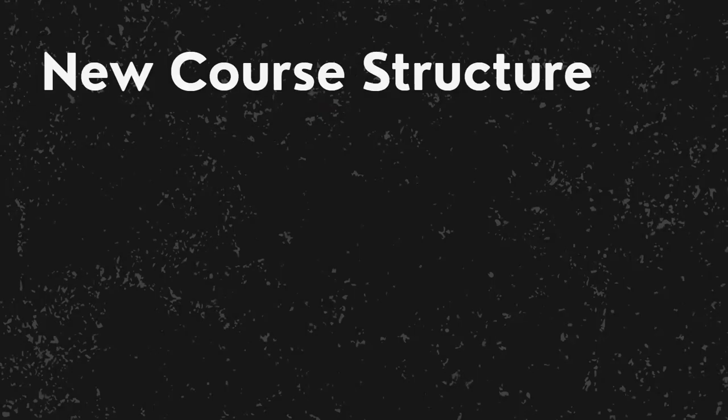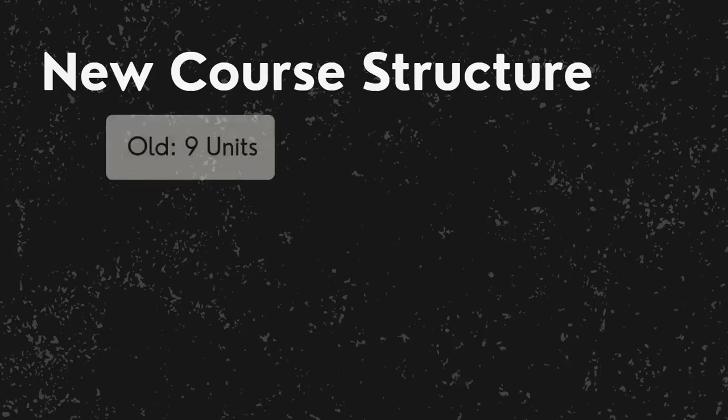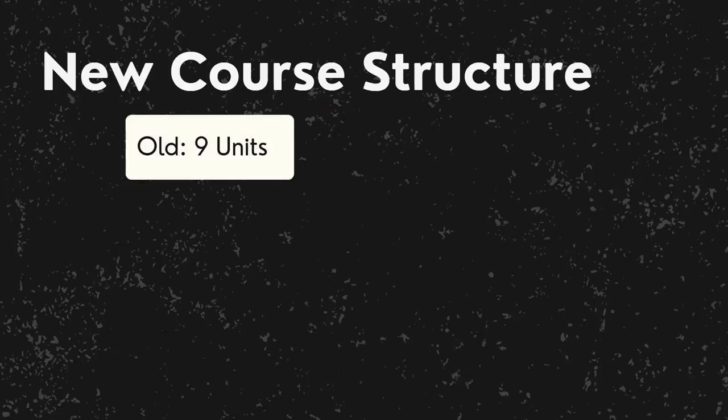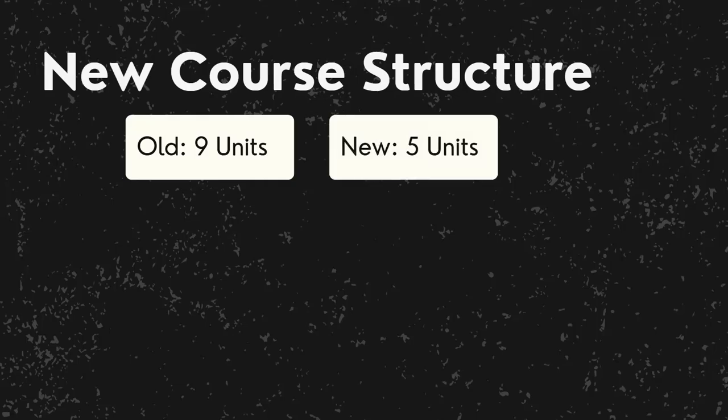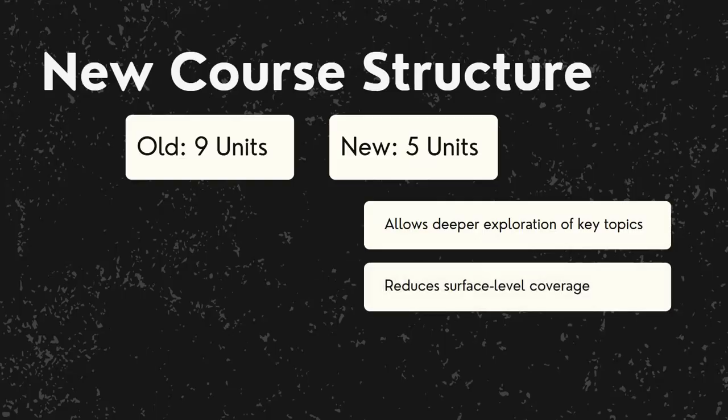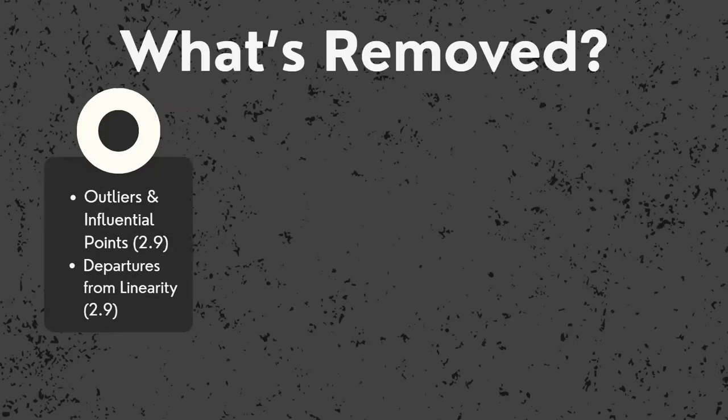So from a bigger point of view, what's changing in the course is there are going to be fewer units with deeper learning. So the 9 units that are currently there are going to be streamlined down to 5 units. This is going to let teachers go deeper instead of faster. That being said, some content is going to be removed.